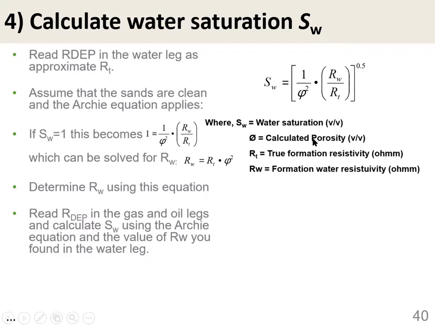Of course, note that in this case, both m and n are assumed to be 2. So that is 1 over the square of porosity times the ratio of the formation water resistivity over the true formation resistivity. And therefore, you can now calculate the formation water resistivity by multiplying the true formation resistivity by the square of the porosity.